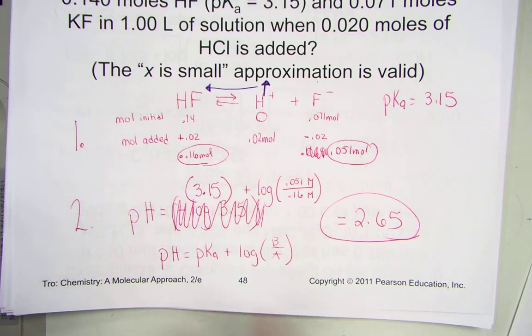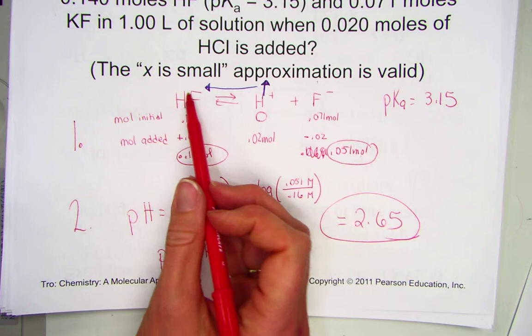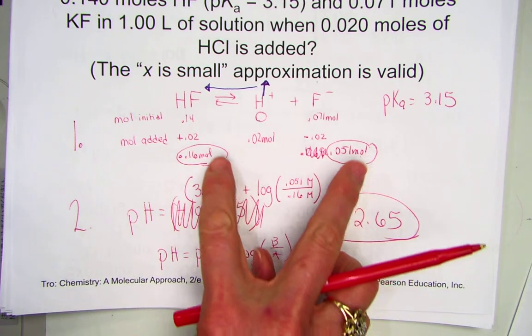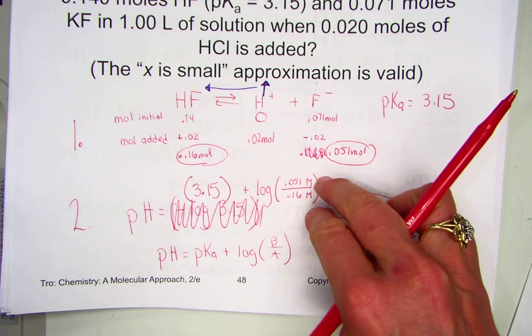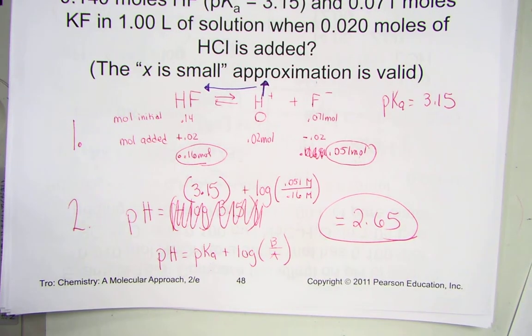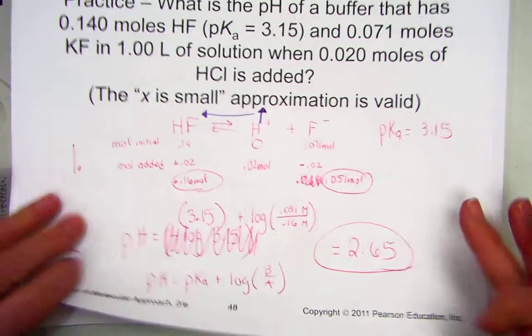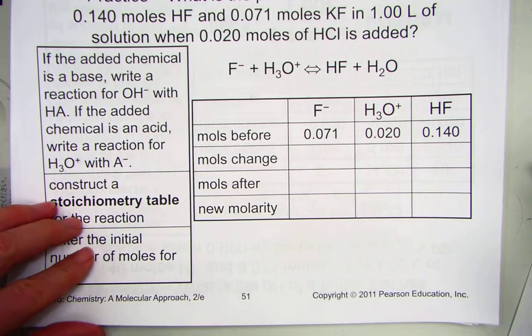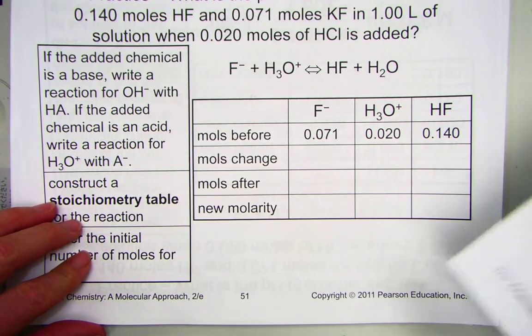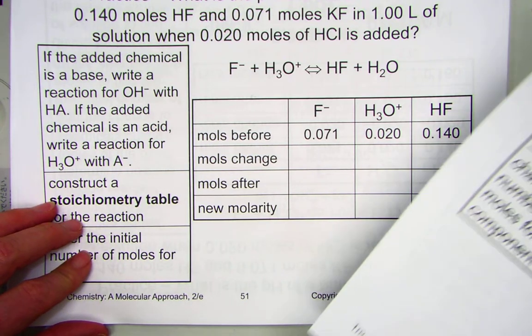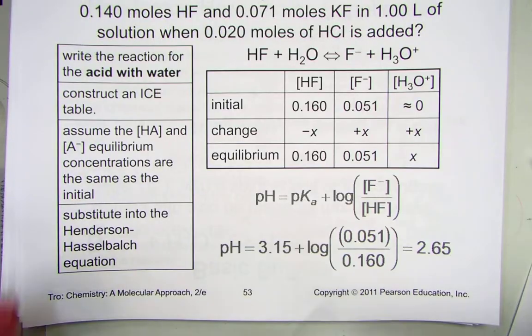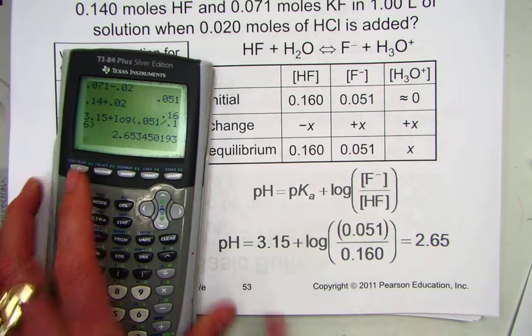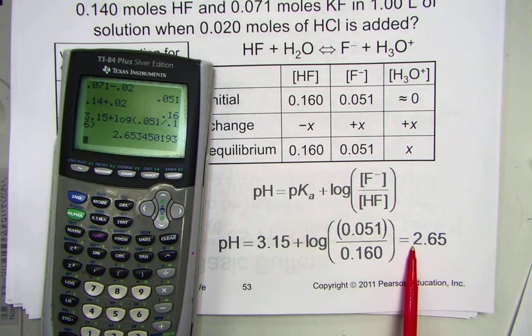Stoichiometry first, adding acid made more acid, consumed the base. Take the new values into the Henderson-Hasselbalch and solve for pH. Let's see ahead how many slides it took to get us there. Is that the same problem? 0.071, 0.071. Aha! Slide 53, 2.65 pH units. Perfect work.